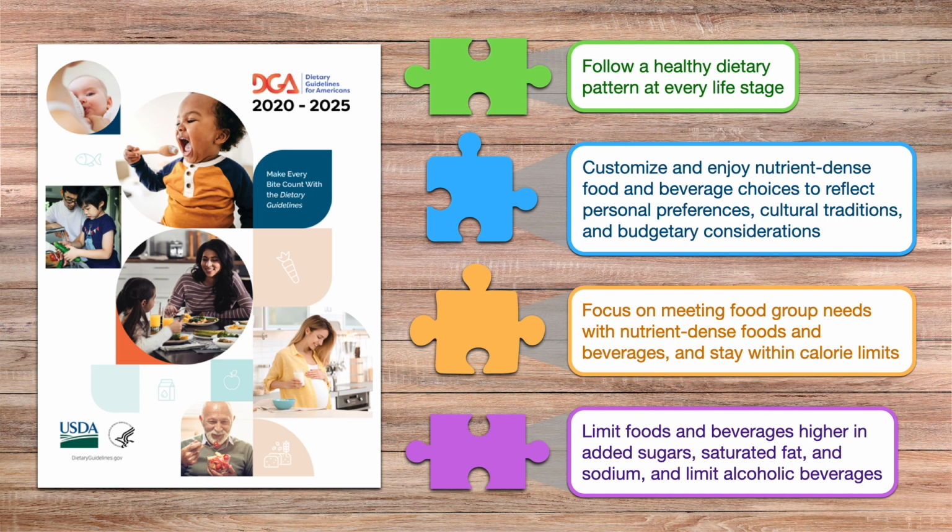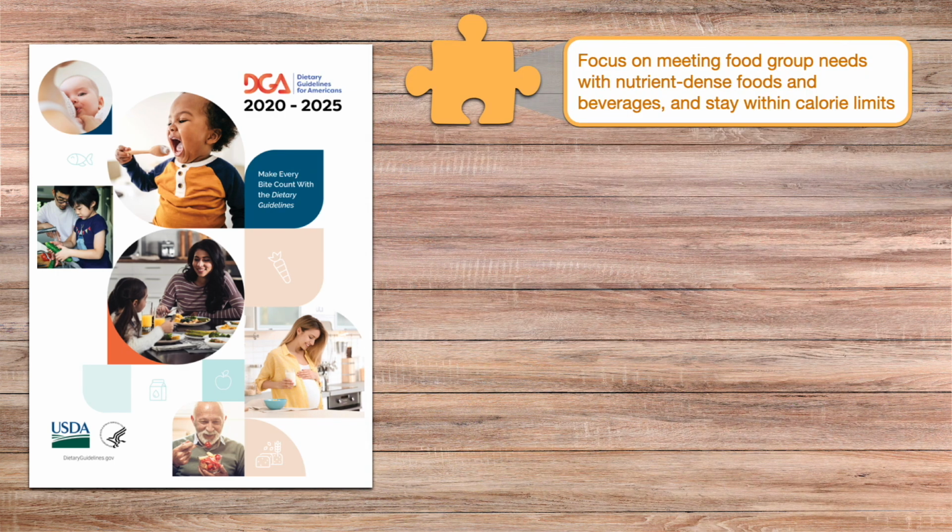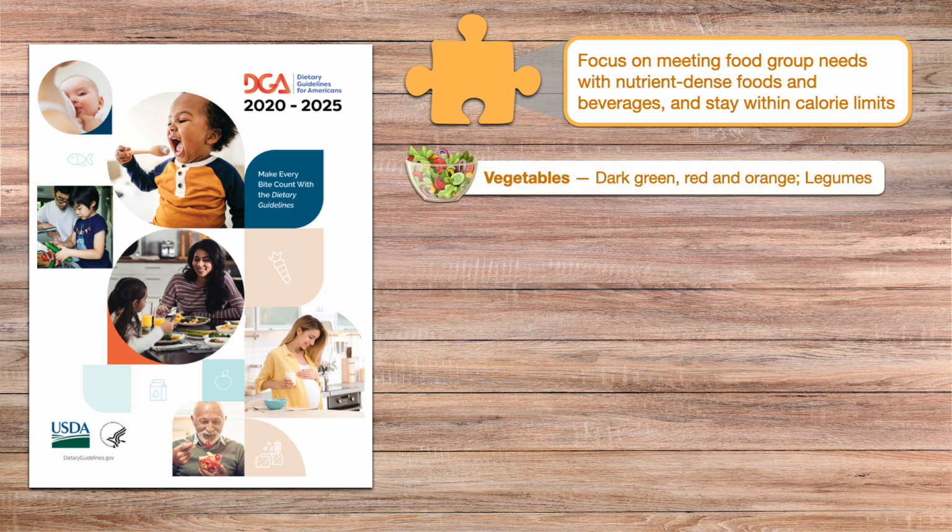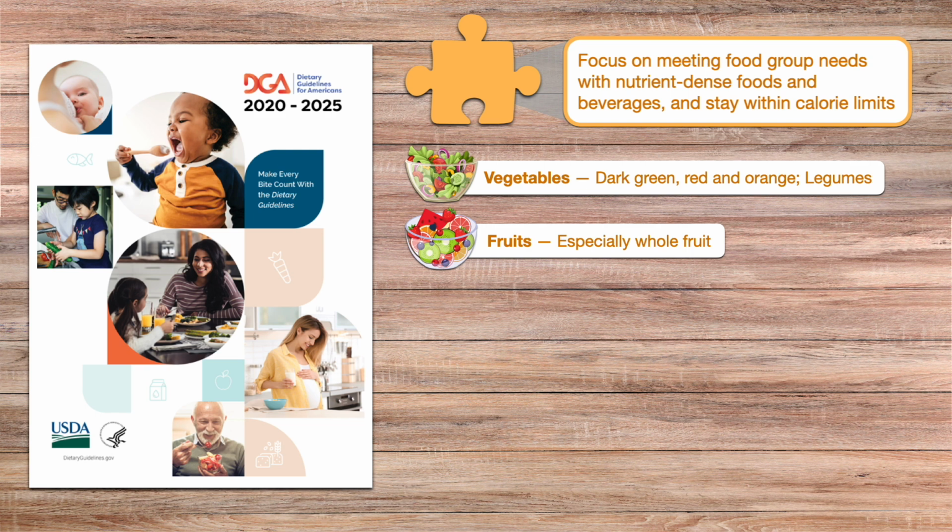Then, within those key recommendations, you have more specific guidance. For example, the key recommendation to focus on meeting food group needs with nutrient-dense foods and beverages has the following suggestions. For vegetables, we should aim for dark green, red, and orange colors and include legumes. For fruit, there should be an emphasis on whole fruit.